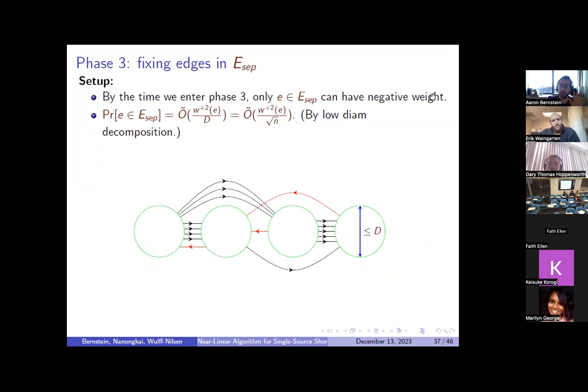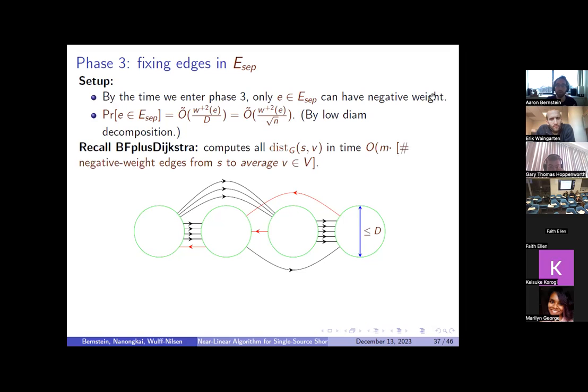So again, by the time we enter here, only the red edges are negative, because phase 1 and 2 fixed all the other edges. And remember that every edge is a red edge with small probability. That was just the promise of low diameter decomposition, that every edge is a red edge with small probability. And so intuitively, we're in a really good place, because we have an algorithm that works well as long as shortest paths have few negative edges.